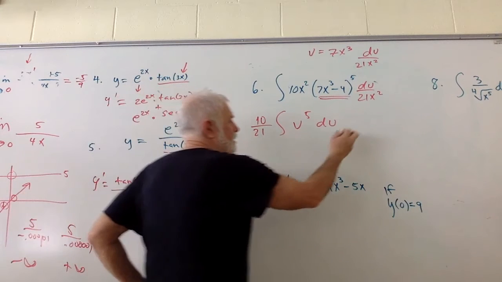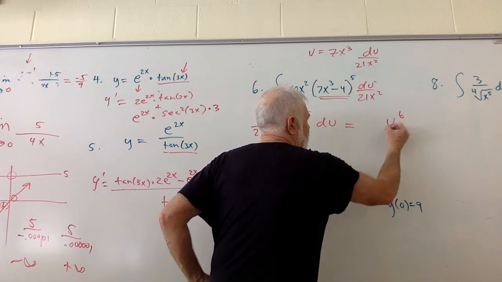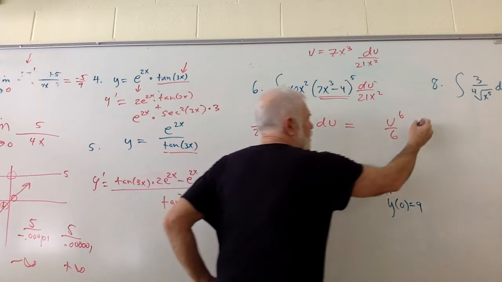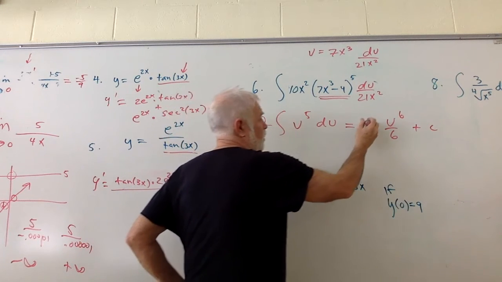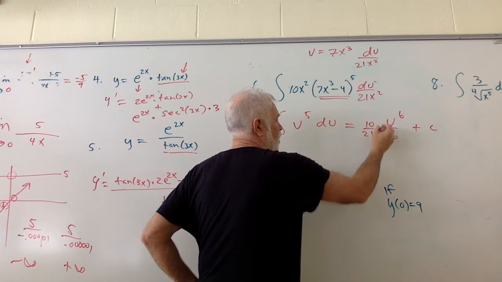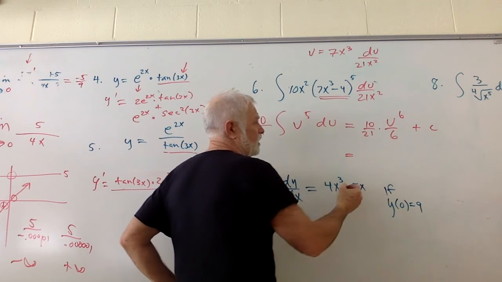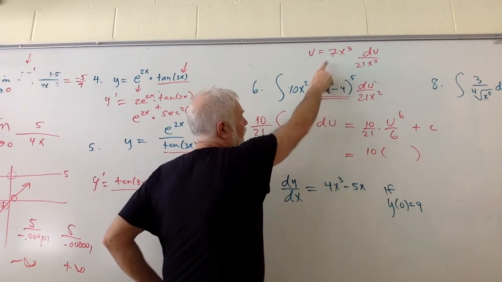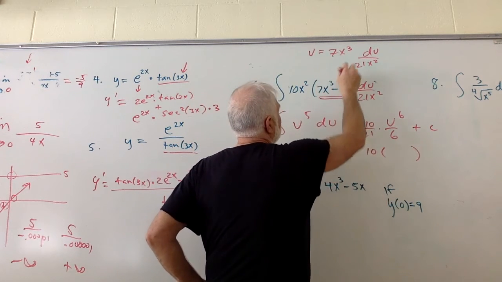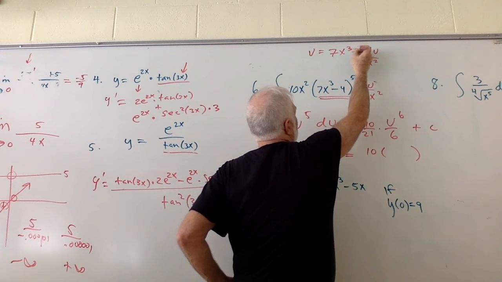I know what that is. That's u to the 6 over 6 plus c. Times what? You're going to do the integration before you do the multiplication, 10 over 21. I think we're ready to answer this. I think I've got 10 parentheses. I go back to u, which is, I'm sorry, I should have said minus 4 here.